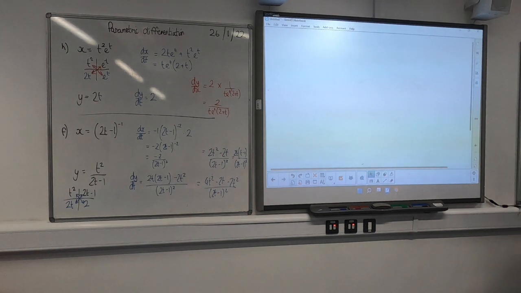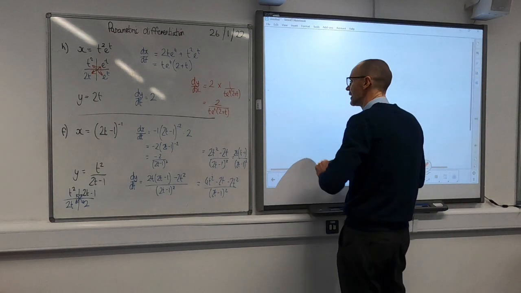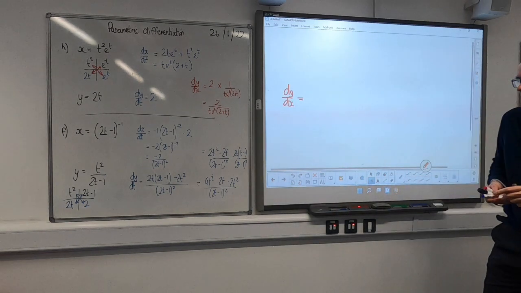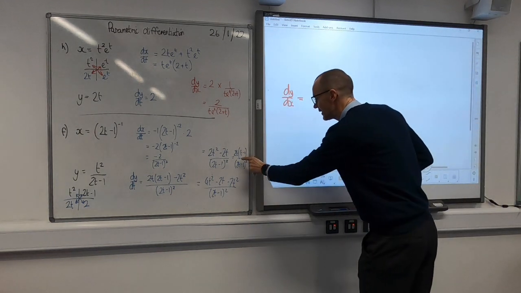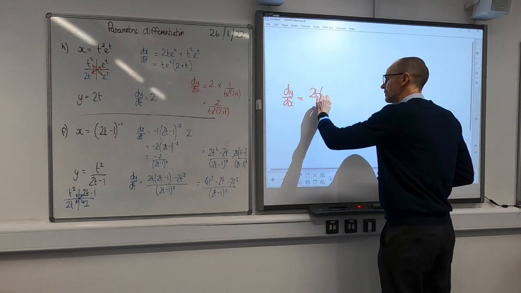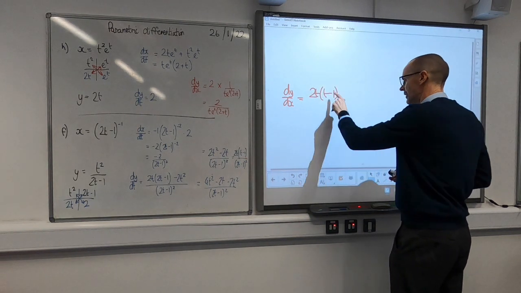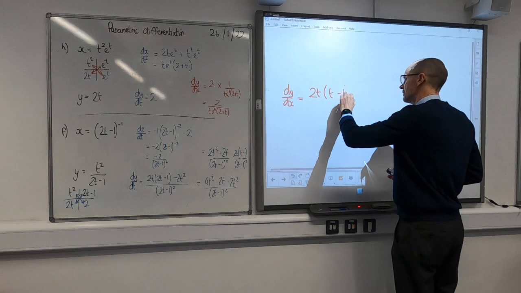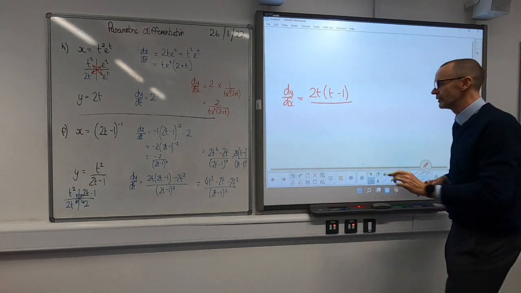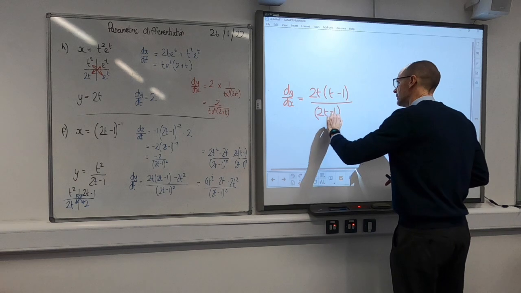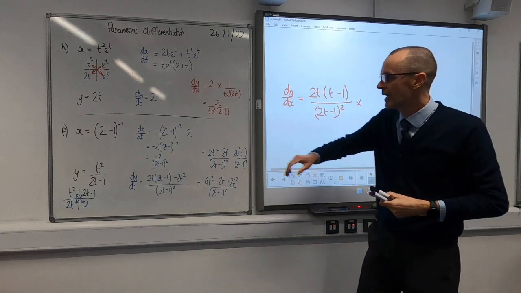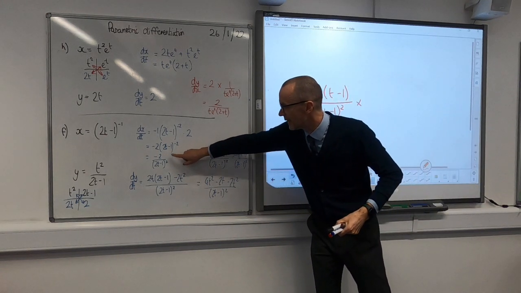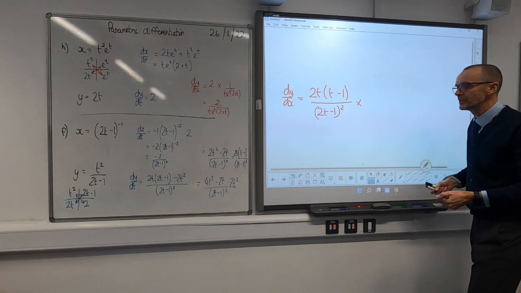I've run out of space here, so I'm going to do my dy by dx over here. And this is a really important step. So dy by dx, I've got this. That's t minus 1. I'm going to rewrite that, over 2t minus 1 squared. And I'm going to multiply that by this flipped over, which is why it made a lot of sense to change it from that into that.